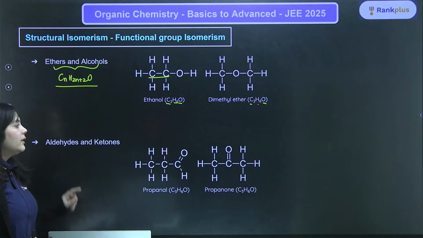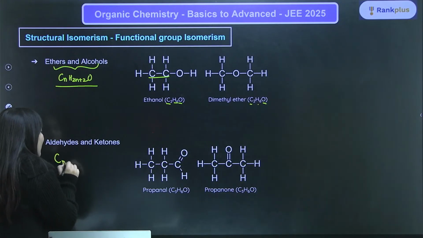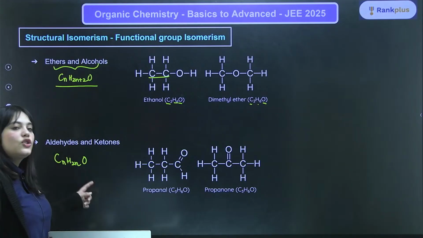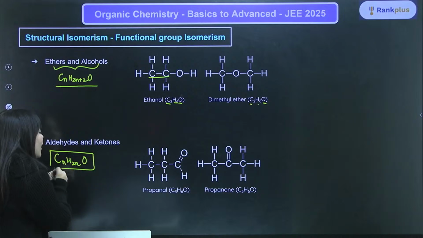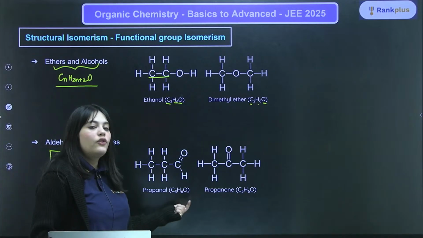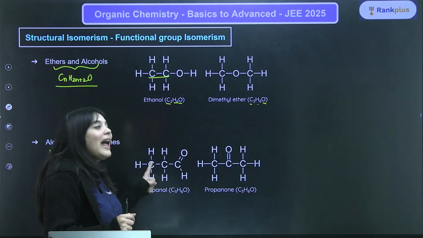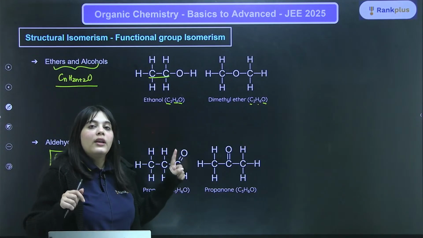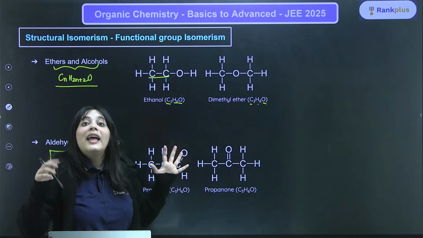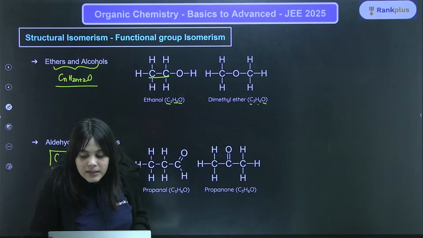Now look at over here. This is aldehyde and ketones. Aldehyde and ketone follow the general formula CnH2nO, right? With this general formula, you can form both aldehyde as well as ketones. For example, look at this general formula C3H6O. With this same molecular formula, you can form an aldehyde as well as a ketone. The molecular formula is same, but the functional group is different. Hence, they are showing functional group isomerism. Is this thing clear? Okay.